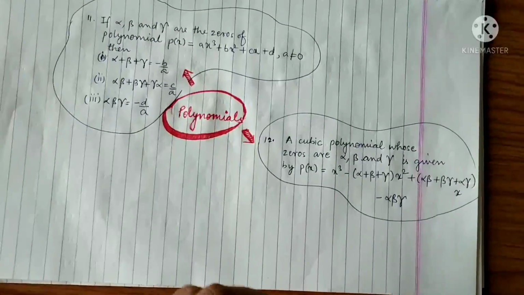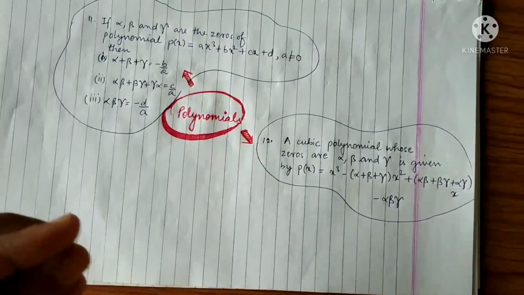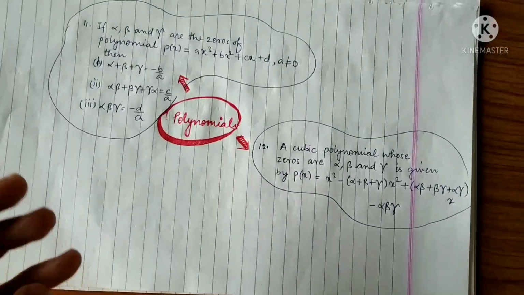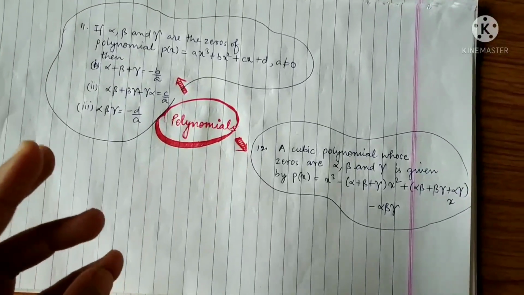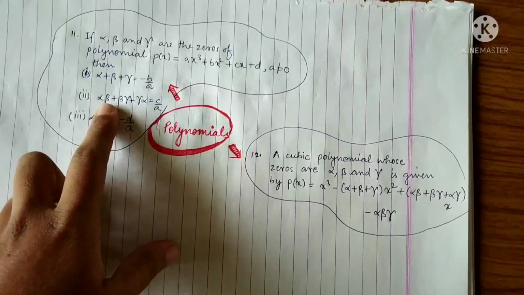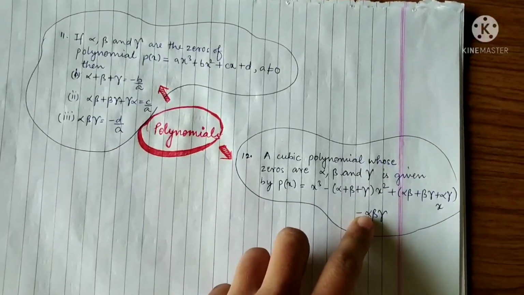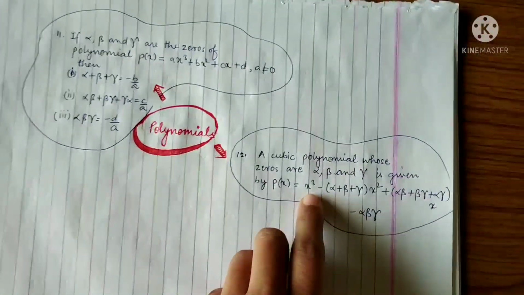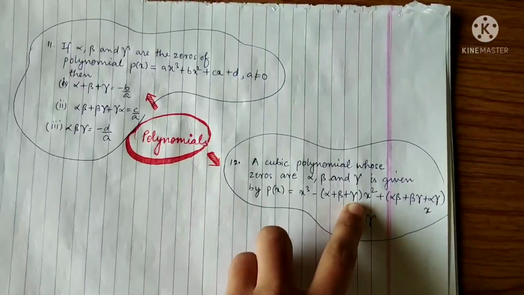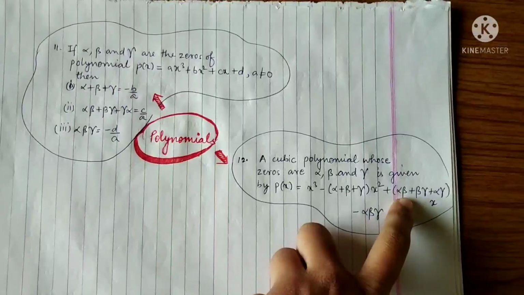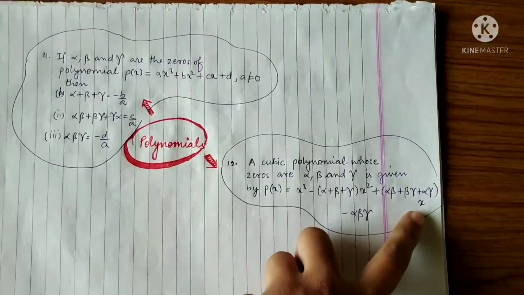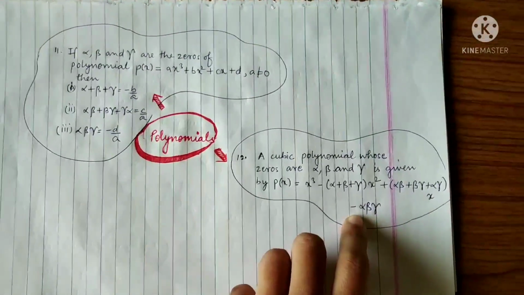So if you are given the three zeros of a cubic polynomial, then you can find the sum of the zeros, product of the zeros and sum of product of two zeros at a time. Then you can express the cubic polynomial in this way, that is x cube minus sum of zeros into x square plus sum of product of two zeros taken two at a time into x minus alpha beta gamma.